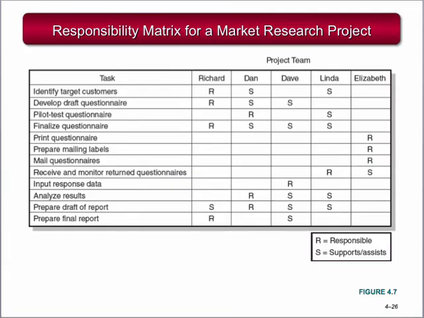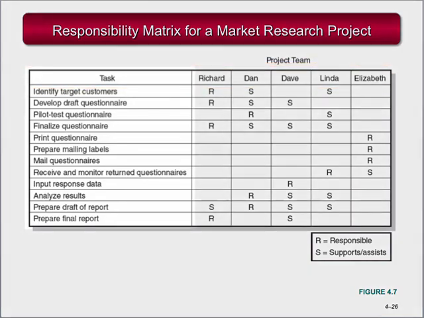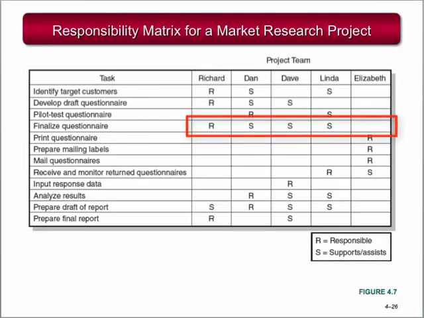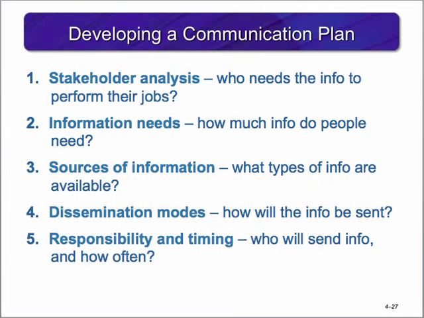This slide shows you what a responsibility matrix looks like. Each column is a heading, starting with the task name and moving to the individuals on the project team. The task is listed, and an R or S is marked in the appropriate cell. The R is for responsible. This is the person with overall responsibility for the task completion. The S is for supports or assists. This is for the person or people who will help support or assist in the task completion. There can only be one person who is responsible for each task, but multiple people can be assigned to support or assist.